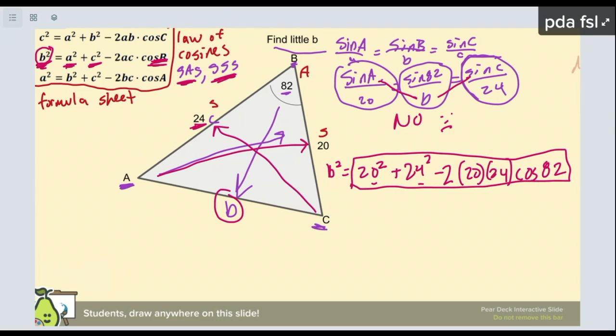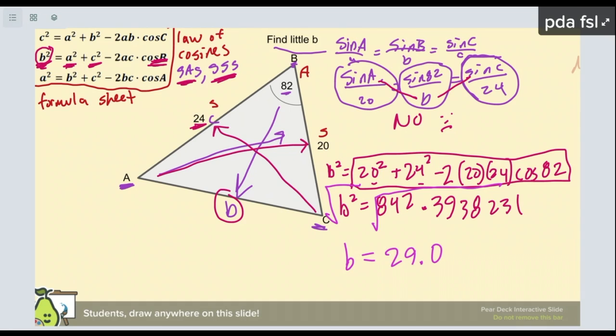When I did that, I got b squared equals 842.3938231. I'm going to do this to 3 sig figs. First I have to square root because I want b. Then I get b equals square root of that. I get 29.0. That's what b equals.